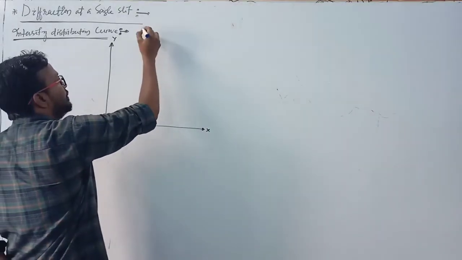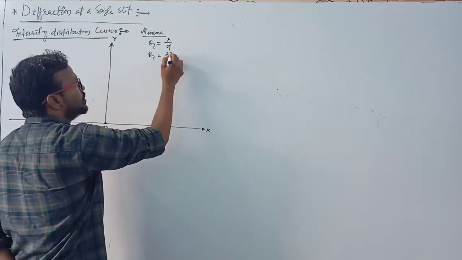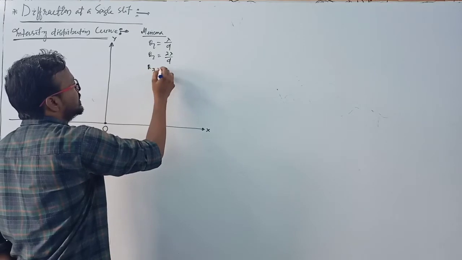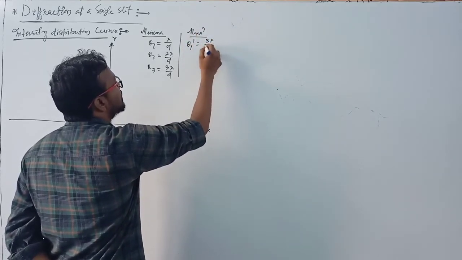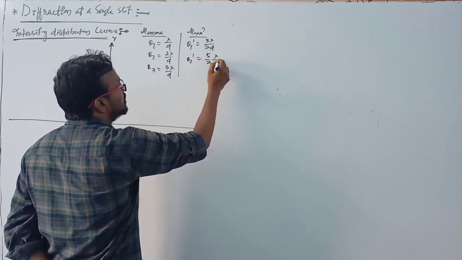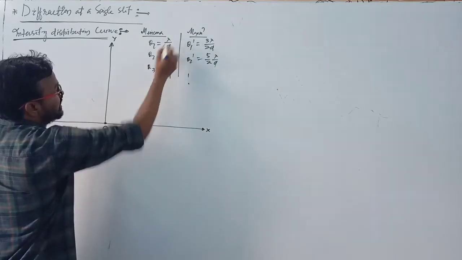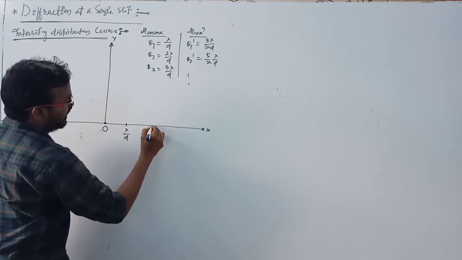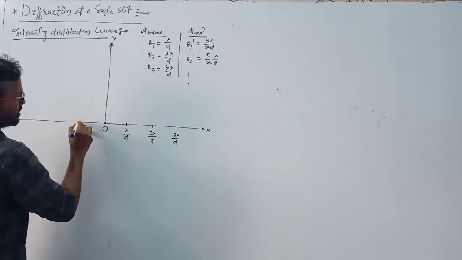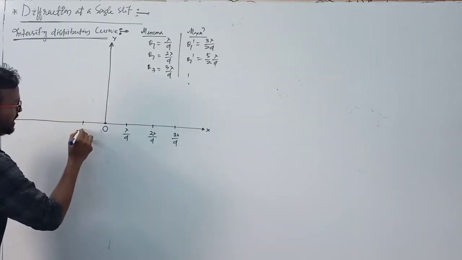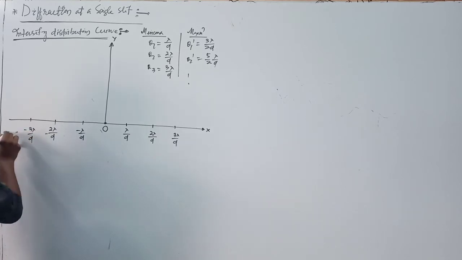So we already know for minima, theta 1 equals lambda by d, theta 2 equals 2 lambda by d, clear? And theta 3 is 3 lambda by d, and so on. Or for maximum intensity of light, theta 1 dash equals 3 lambda by 2d and theta 2 dash equals 5 lambda by 2d here, clear? And so on, clear? Okay, now look at the diagram. Suppose this distance is lambda by d, and here this distance, if you take 2 lambda by d, and this distance is here 3 lambda by d. Before the origin, on the negative side, we can write lambda by d distance here, and this distance is minus 2 lambda by d, and here minus 3 lambda by d, and so on.